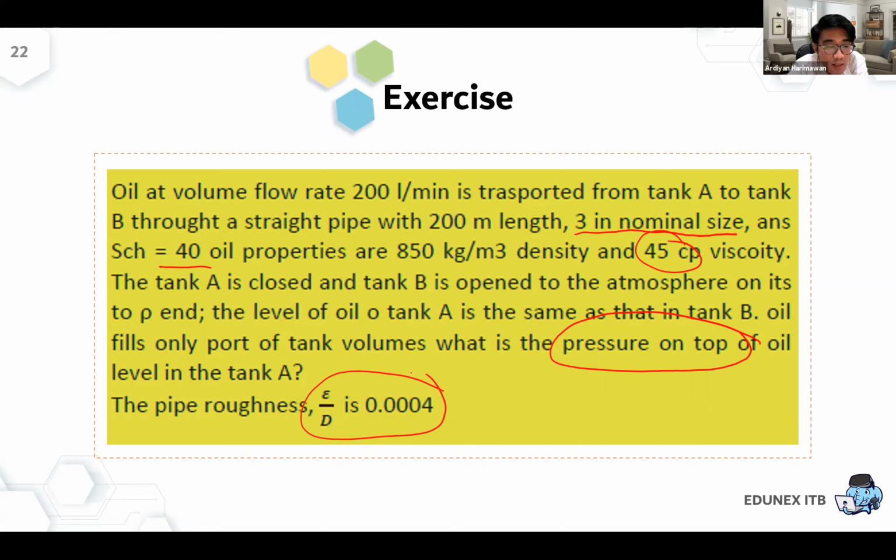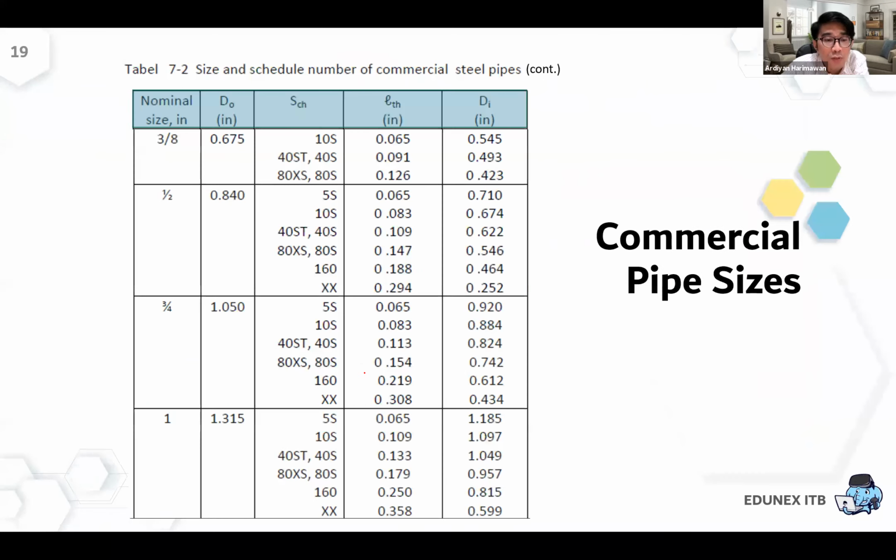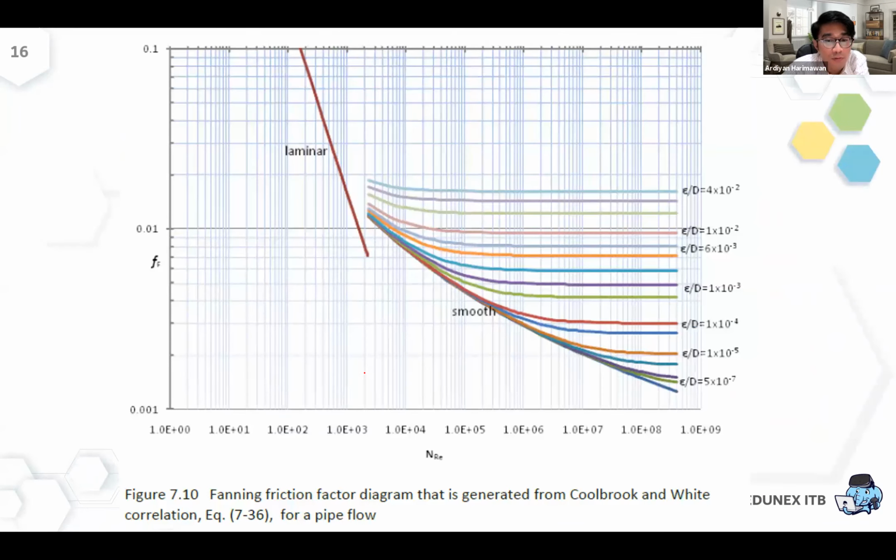You can check, the pipe roughness is provided. In this case, since the flow regime is laminar, we do not use this value. But if the Reynolds number is high, in turbulent, then you might need to use this value. Then how to get the friction factor? Then you can use the graph.